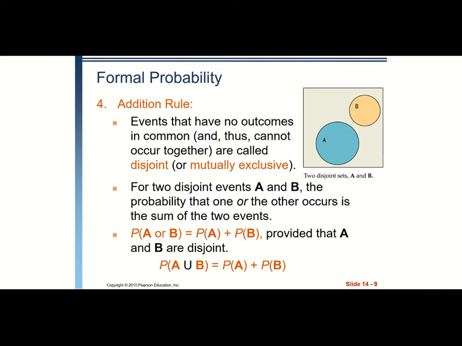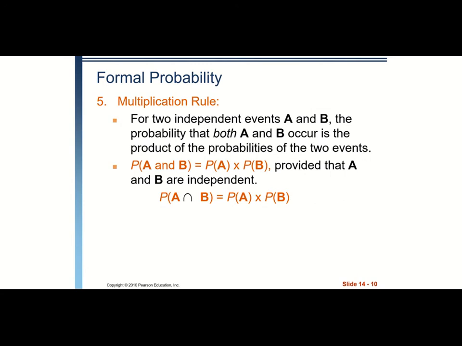B. Now, when we do the addition rule, we first want to associate it with the word or. So to find the probability of A or B, we just take the probability of A, add the probability of B, and it's as simple as that, as long as those two events are disjoint. The multiplication rule is similar. We're just going to take the probability of A, multiply the probability of B.